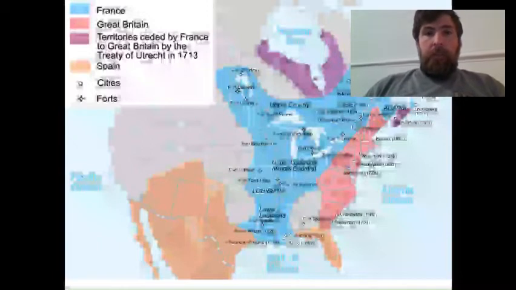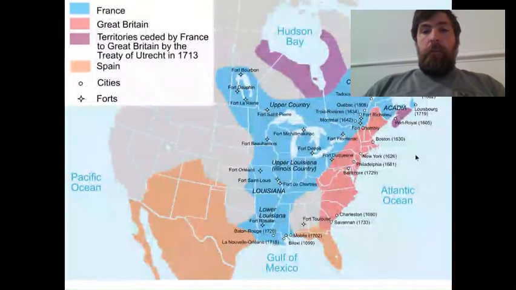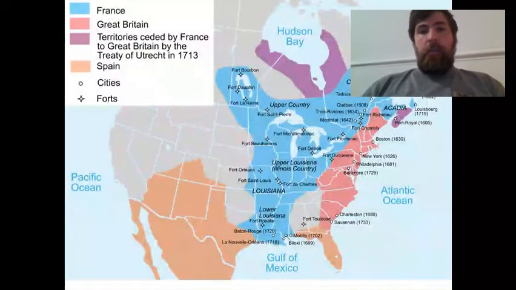During colonization and imperialism, Great Britain created the 13 colonies that would later become the United States. France had colonies as well, and you can see the French colonies in blue here. Great Britain and France ended up fighting over control of North America, and Great Britain took control of the French colonies in North America.